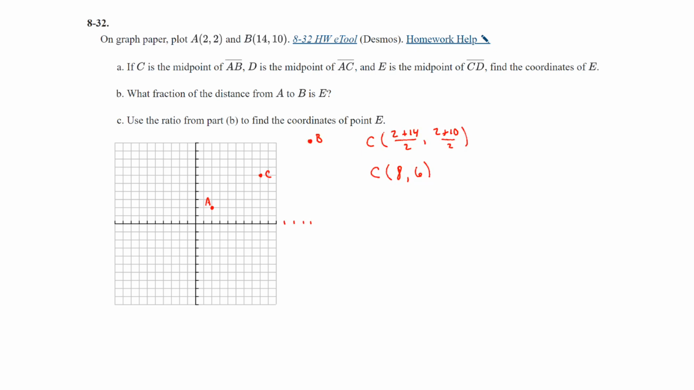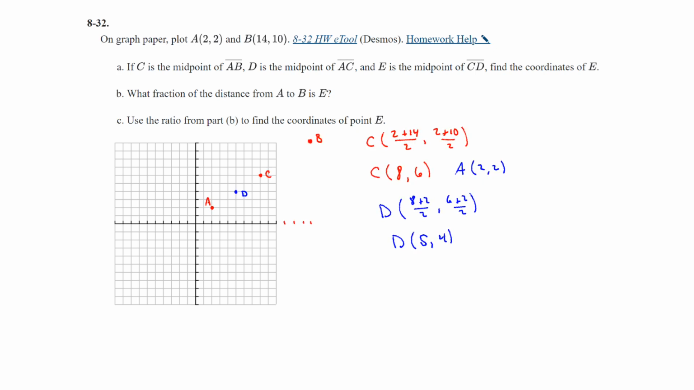It says D is the midpoint of AC, so now we want to split that one up. So D and A and C. So A was 2, 2. So now to find D, we're going to take 8 plus 2, divide it by 2, 6 plus 2, divided by 2, and so 10 divided by 2 is 5, 8 divided by 2 is 4. So D is at 5, 4, so we're right here.